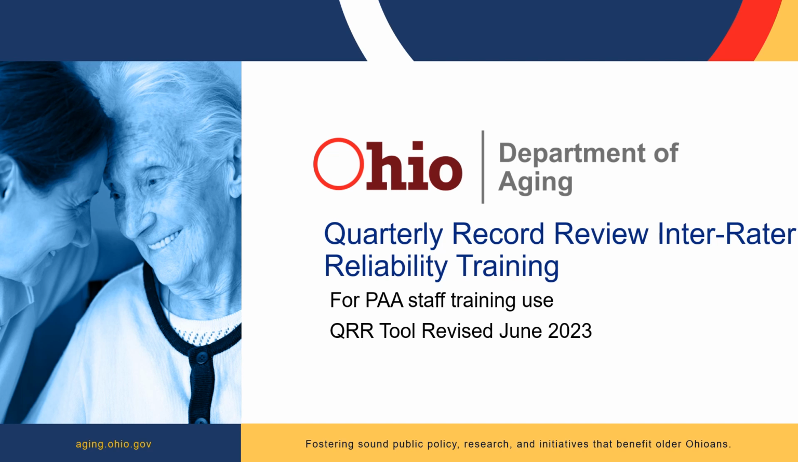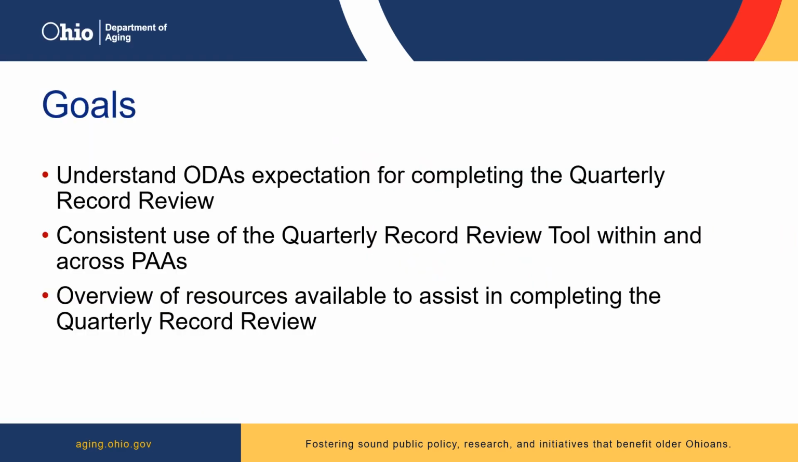In this training, we will be reviewing the elements that are included in the quarterly record review to ensure that we are all looking at and understanding the elements in the same way. We will talk about each element and what the expectations are, where to find them in the case record, and reference the same on the Excel spreadsheet template that you have been provided.